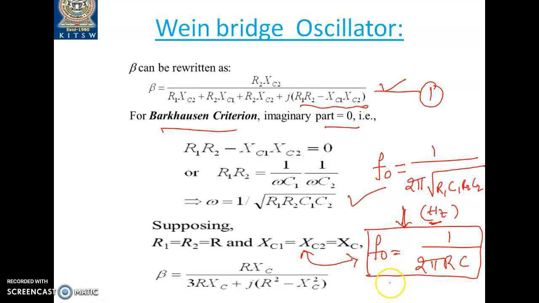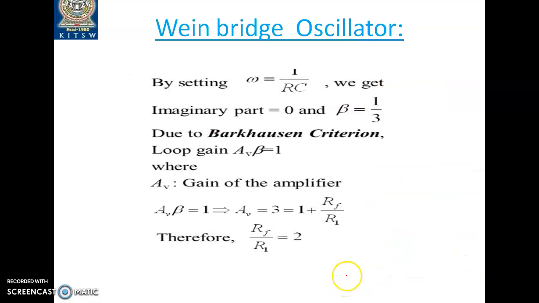Recall what we derived for the frequency of oscillation in the RC phase shift oscillator: F naught equals 1 upon 2 pi RC root 6. But here F naught is straight away 1 upon 2 pi RC. This is the beta, and now we calculate the amplifier gain. By setting omega equal to 1 by RC, as written in the previous slide, the imaginary part is 0 and beta equals 1 by 3. Substitute this in the previous equation and check whether you get beta equal to 1 by 3.